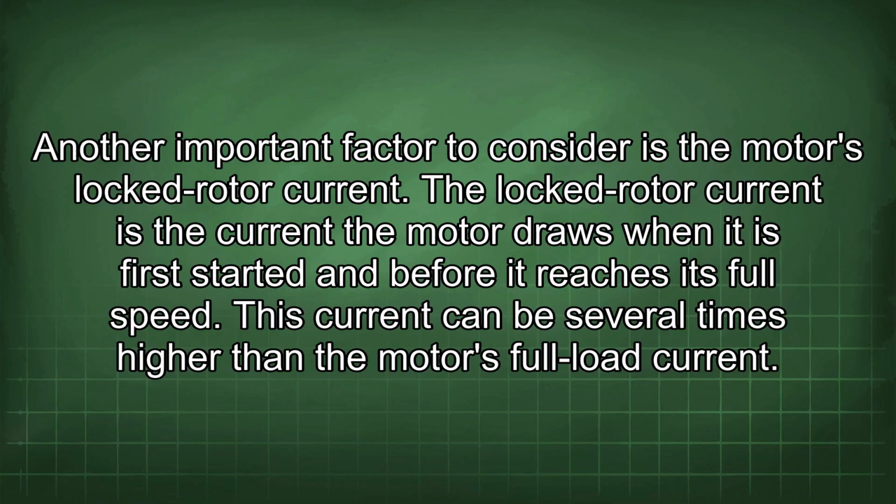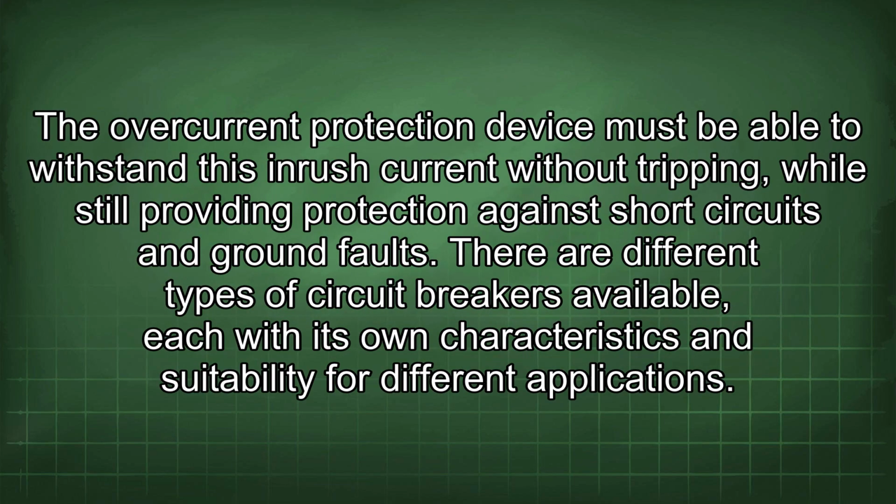Another important factor to consider is the motor's locked rotor current. The locked rotor current is the current the motor draws when it is first started and before it reaches its full speed. This current can be several times higher than the motor's full load current. The overcurrent protection device must be able to withstand this inrush current without tripping, while still providing protection against short circuits and ground faults.